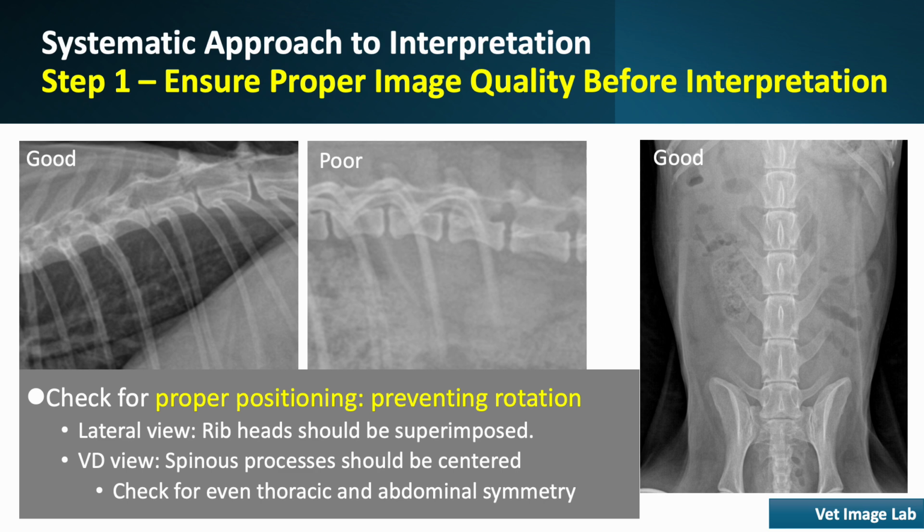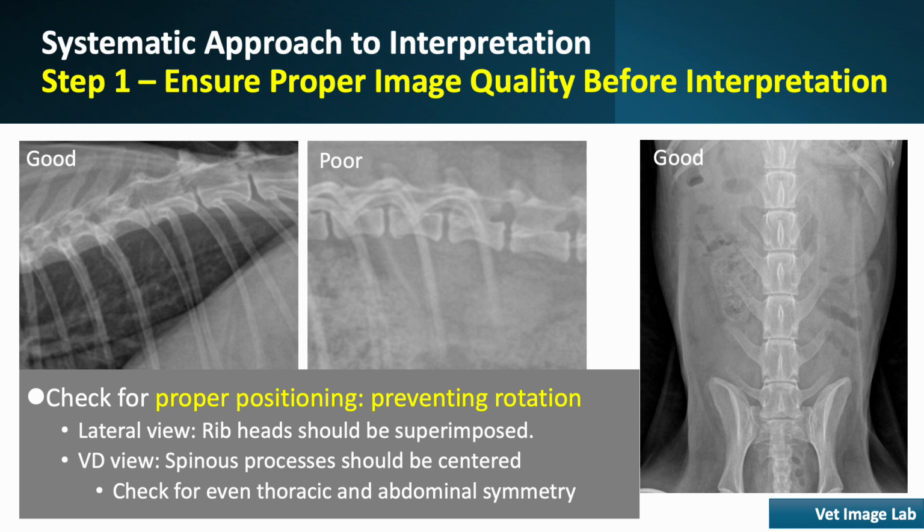Before we start analyzing the radiograph itself, we need to make sure that the image quality is good enough for interpretation. First, proper positioning is critical to avoid misinterpretations. In a lateral view, the rib heads should be superimposed, meaning they should overlap perfectly. Take a look at these images. The one on the left shows proper positioning, while the one on the right has rotation. Can you see the difference?